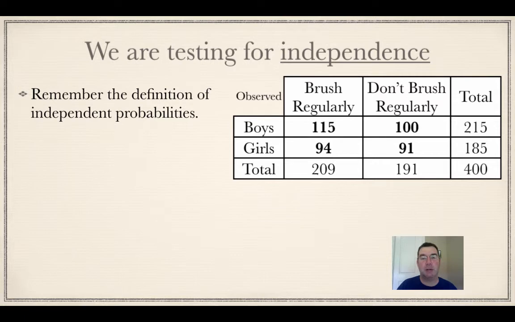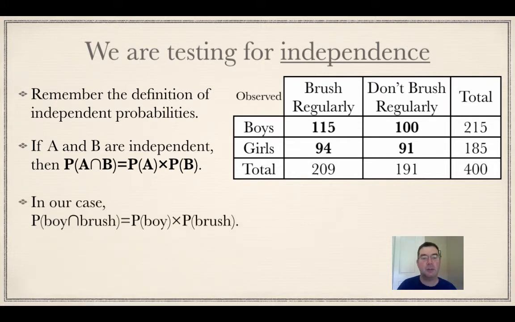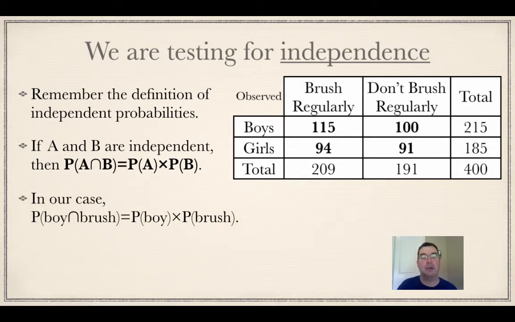I want you to remember, a long time ago when we were talking about probability, what it meant for two events to be independent. What that meant was, if those events were independent, then I could multiply their probabilities together and I would get the probability of being both. So I'm going to use that knowledge here. If being a boy was independent from brushing their teeth regularly, then the probability of being a boy who brushes their teeth regularly would be the probability of being a boy times the probability of brushing regularly.